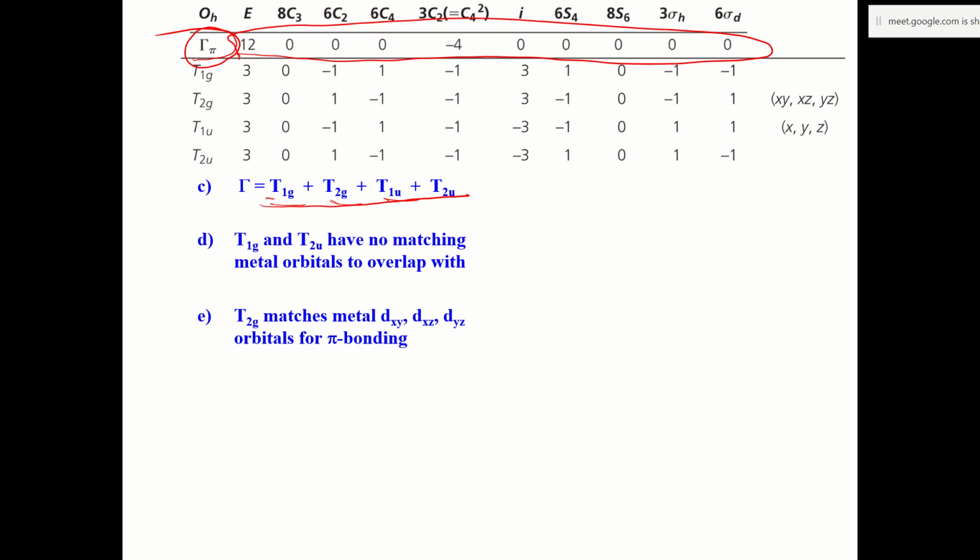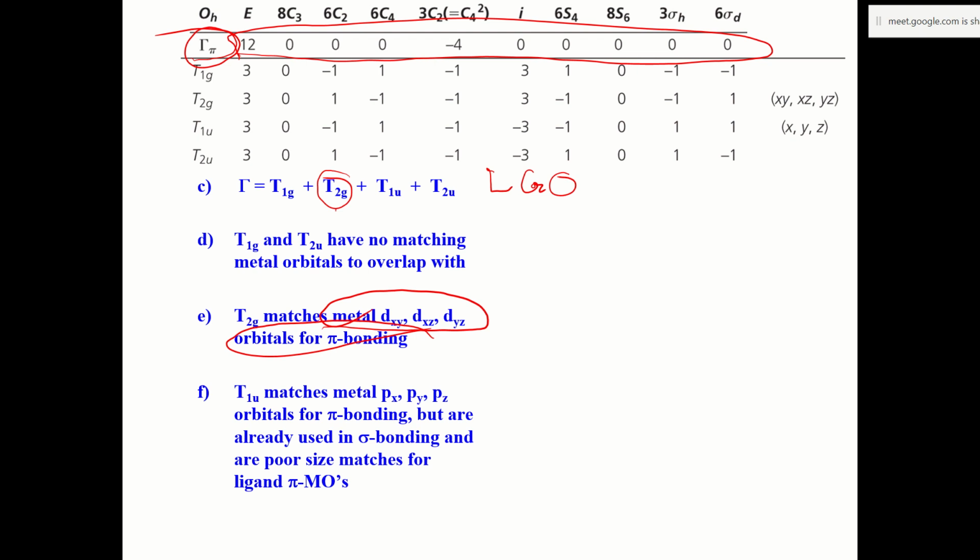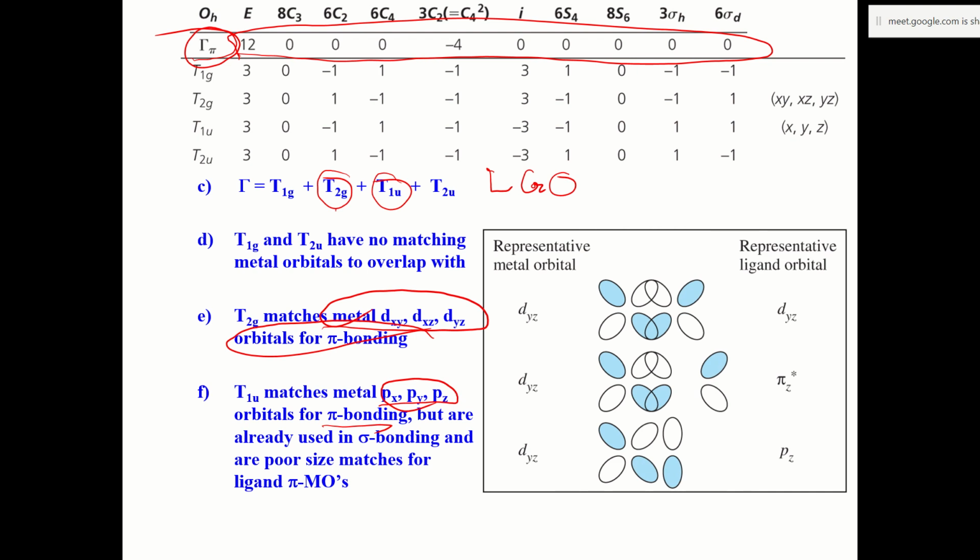So what we find here is that when we consider the px, py, pz orbitals, only the set which is T2g, this is for the ligand group orbitals (LGO), matches very well with the symmetry of the T2g orbitals on the metal. So this combination will overlap well, and T1u, which appears here, matches with the px, py, pz orbitals for pi bonding. So this kind of thing can happen.